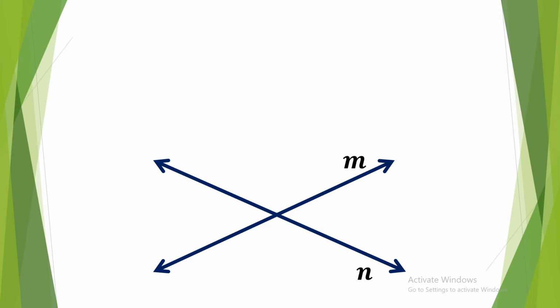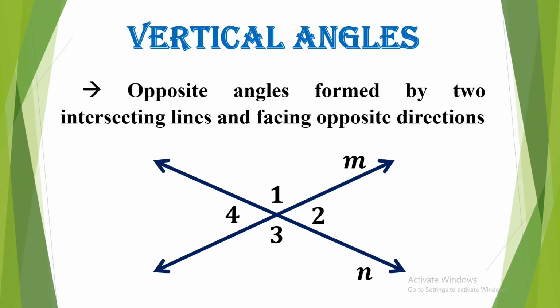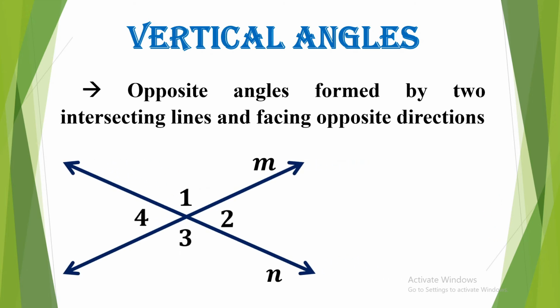Next, we have here two intersecting lines. Note that when two lines intersect, we form four angles with two pairs of opposite angles. These pairs of angles are called vertical angles. These are opposite angles formed by two intersecting lines and facing opposite directions. So in here, what are the two pairs of vertical angles?